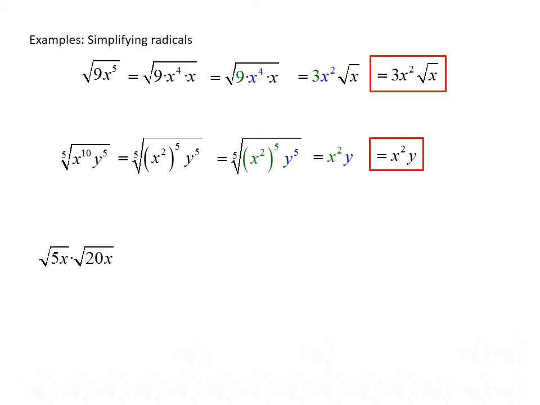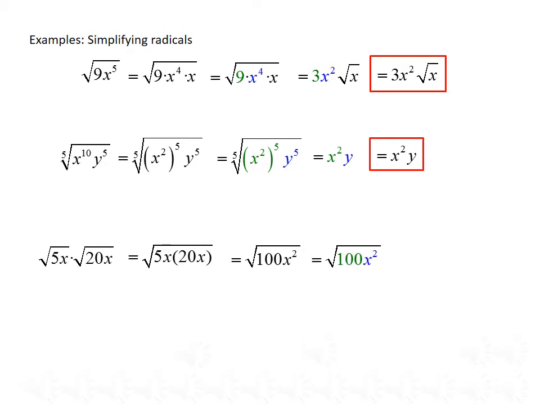For our final example, we want to simplify the square root of 5x times the square root of 20x. The first step to simplifying this problem is to combine them into one radical. So since I have the square root of 5x times the square root of 20x, I can use the property of radicals. It states that the product of two radicals is the same as the radical of the product. So that's the square root of 5x times 20x, which would give us the square root of 100x squared.